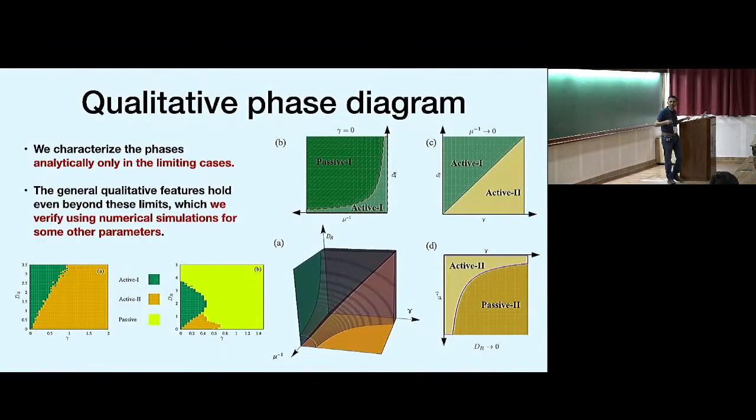One can go ahead and look at all the phases, and in some limiting cases you can find it analytically. So basically, these planes you can find analytically. You have three parameters, Dr, gamma, and mu inverse, where mu is the trap strength. Then you can construct a phase diagram which separates the active and the passive phases. These three planes you can do analytically, and then you can do some simulation and see that it matches.